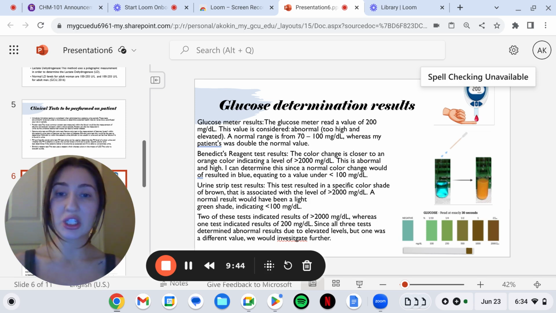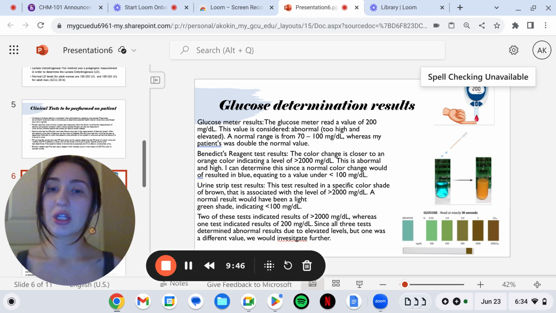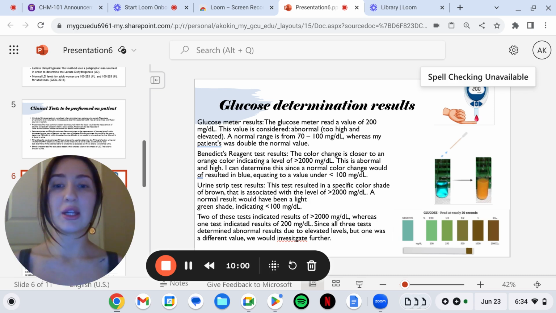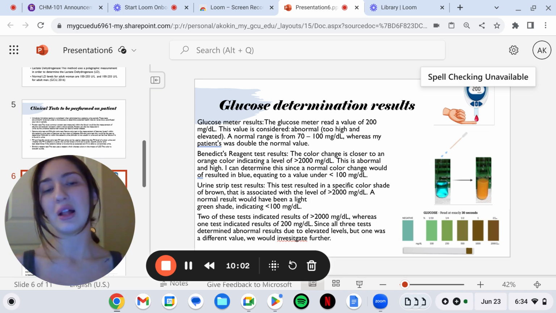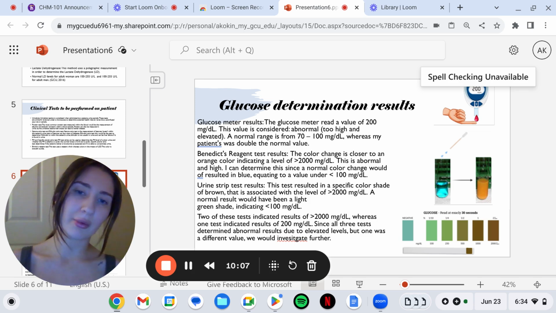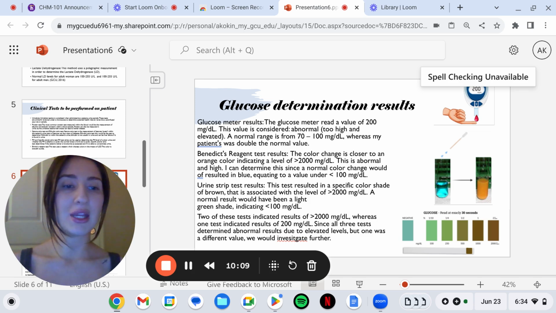The Benedict's reagent test results, the color change is closer to an orange color, indicating a level of over 2000 mg/dL. This is considered extremely high and abnormal. I can determine this since a normal color shade would have resulted in blue, equating to a value of under 100 mg/dL, which is considered normal. However, my patient is seen in the picture provided to have a result of an orange color, indicating a very high level of glucose.